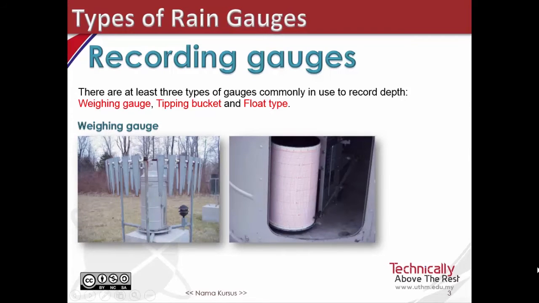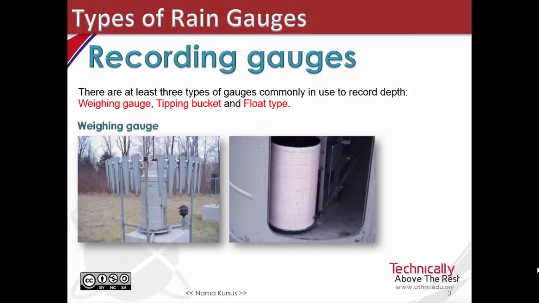In contrast to the non-recording gauge, which requires an observer to manually measure the rain at regular intervals, recording gauges don't require constant observation. There are at least 3 types of gauges commonly in use to record depth: weighing gauge, tipping bucket, and float type.